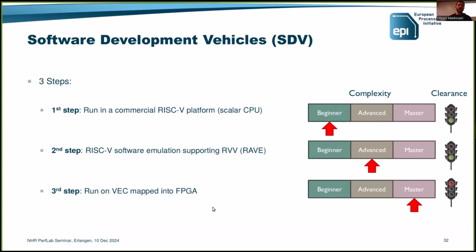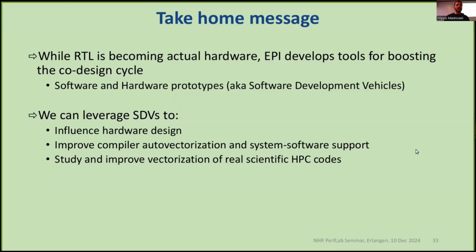The third step, so running on the actual FPGA, somehow has less clearance. You have to be in contact first with the project so it's not freely available for everybody. But all the rest is really available. So take home message: while the RTL is becoming available, that is a long process, we want to make software people able to run on our platform, test their platform, give feedback, adapt their code, and so on. And so for this, we started this software development vehicle infrastructure.